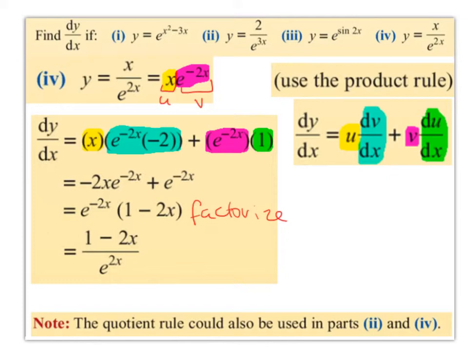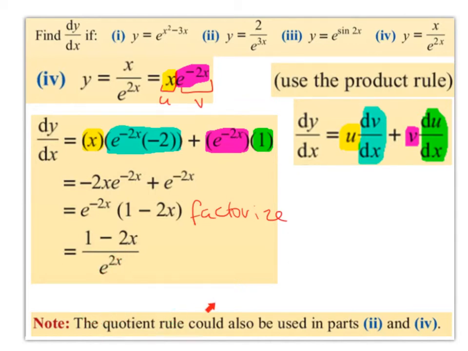So you could have had those the other way around if you wanted. And then to finish it off, we're just going to rewrite it as a fraction because we don't want a negative index. So we have e to the power of minus 2x multiplied by 1 minus 2x. So the minus gives us a fraction. The 1 minus 2x is our numerator. And e to the power of minus 2x becomes e to the power positive 2x in our denominator.